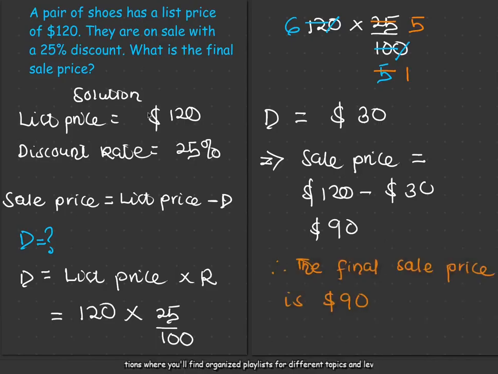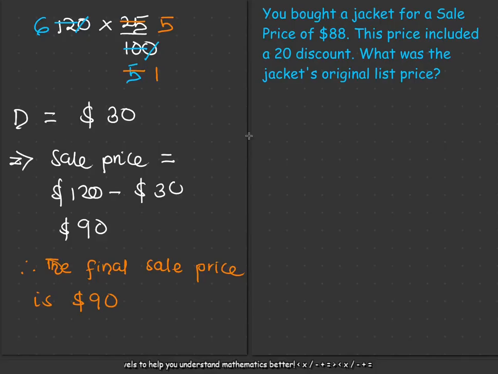Okay, so let's look at one other example. The question here says you bought a jacket for a sale price of $88. This price included a 25% discount. If that is the case, then what was the original price? What they mean is when you went, the discount had already been removed from the original price, and you bought it at $88. So what was the original price before the discount was applied? That is what this question is asking us to do.